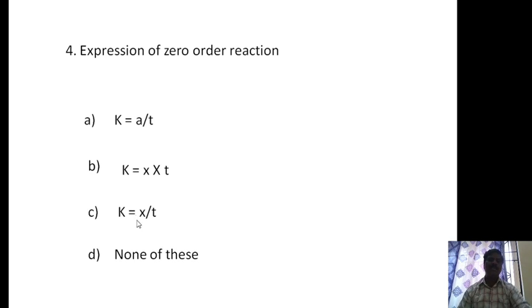Now option C is the correct answer for this question. Therefore, the expression for a zero order reaction is K is equal to X by T. This is the correct answer.